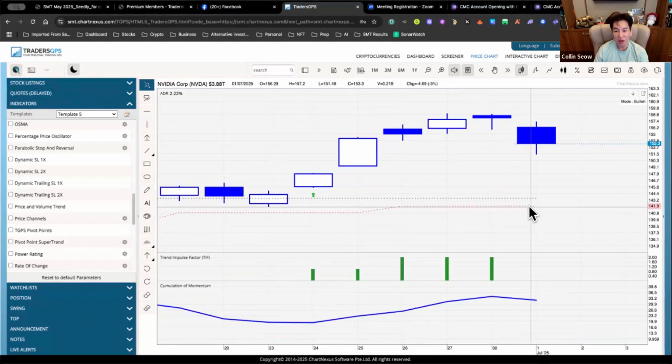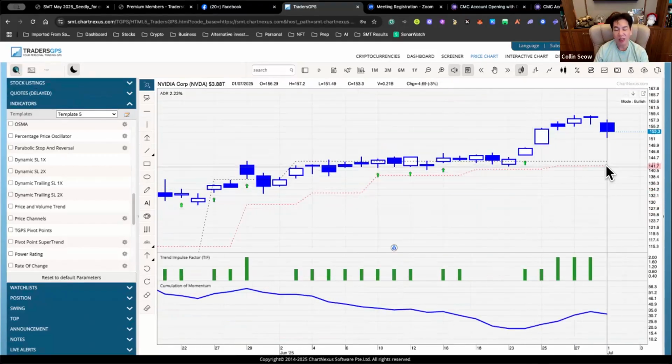My support line, my dotted red line, is still below here. So a lot of support below. Do you all understand what I'm talking about? Type yes if you understand.